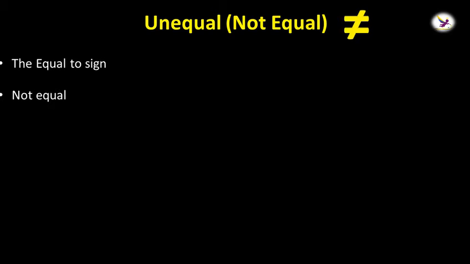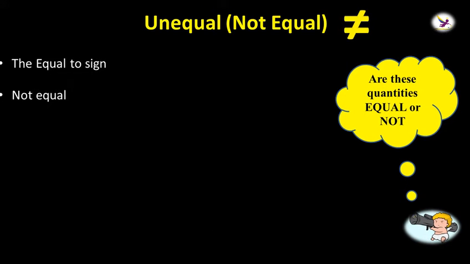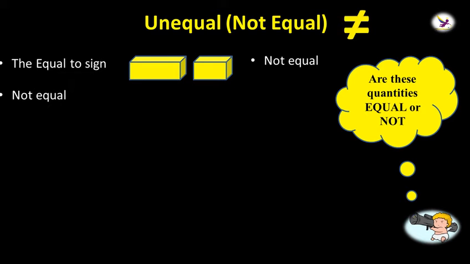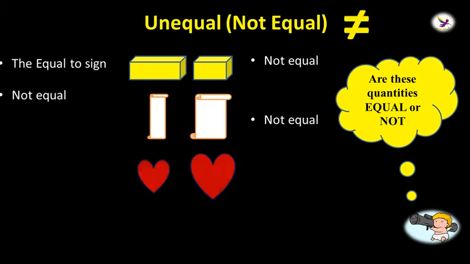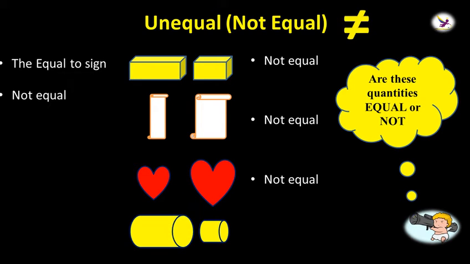Not equal to. When you cross the equal to sign, you read it as not equal to. Are these quantities equal or not? Yes, the cuboids are not equal, their volumes are different. The scrolls are different in terms of area. The hats are different in terms of size. And the cylinders are equally different in terms of size or volume.